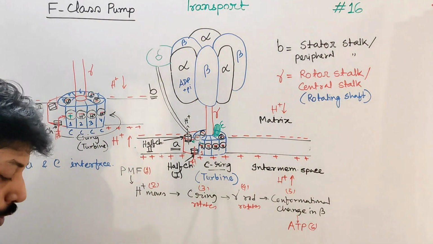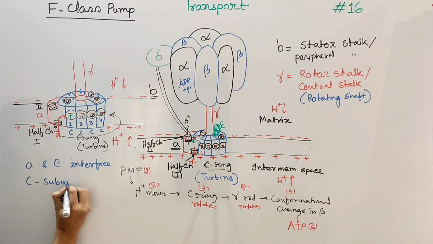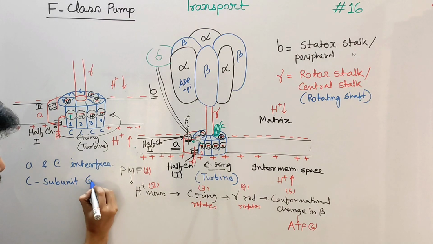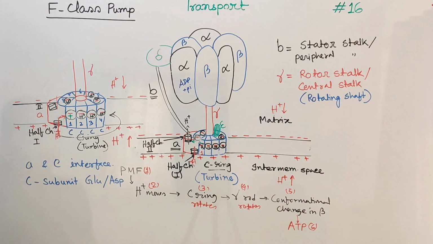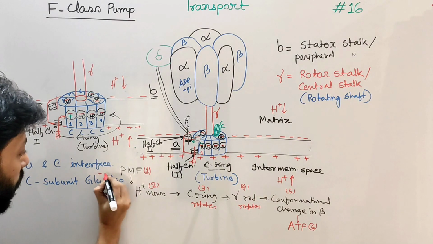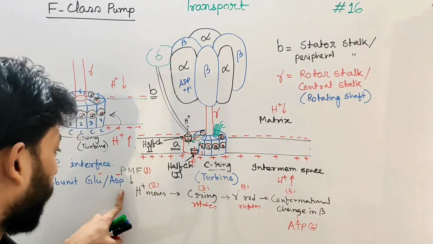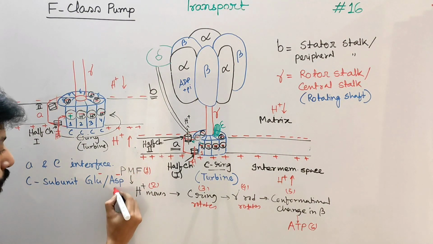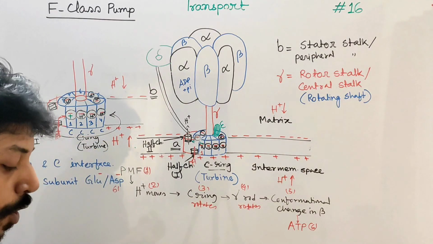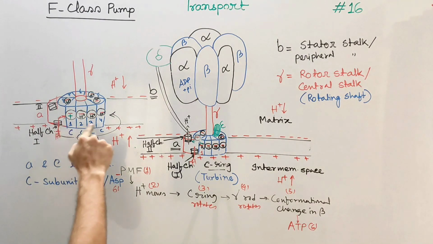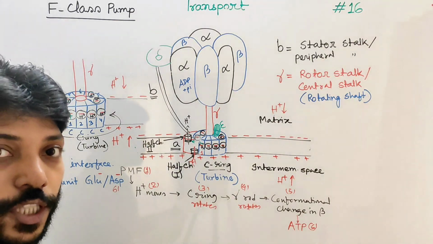In every C subunit, remember this, there is a glutamate or aspartate amino acid present that carries a negative charge. In mitochondria, it has been found that aspartate at position 61 gives the negative charge. Why is it important? Because in every C subunit, protons will be accepted, and a proton carries a positive charge.